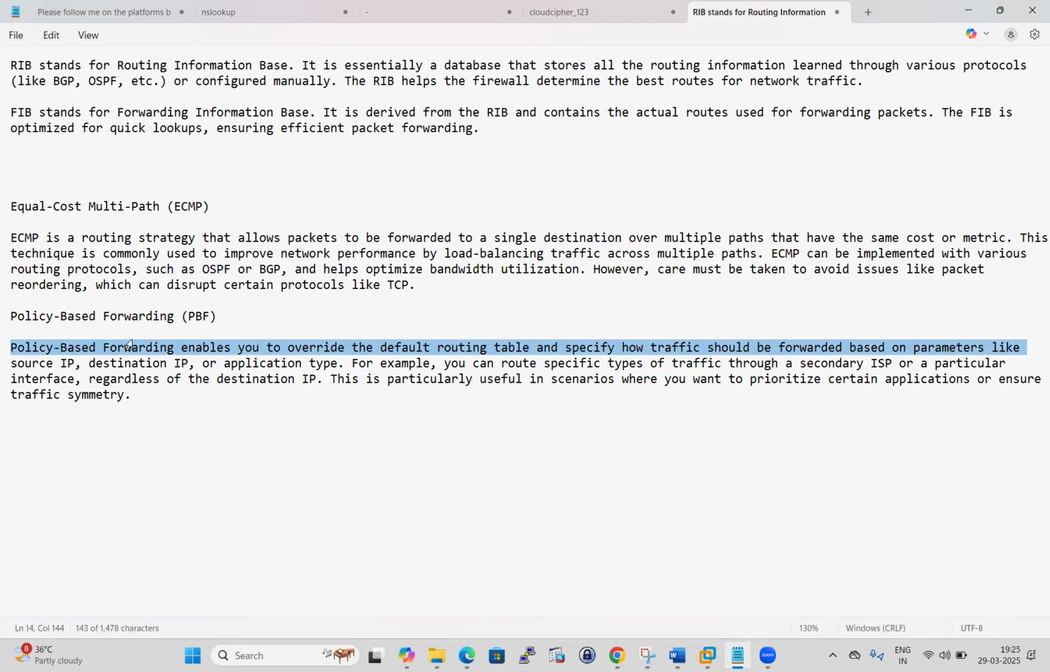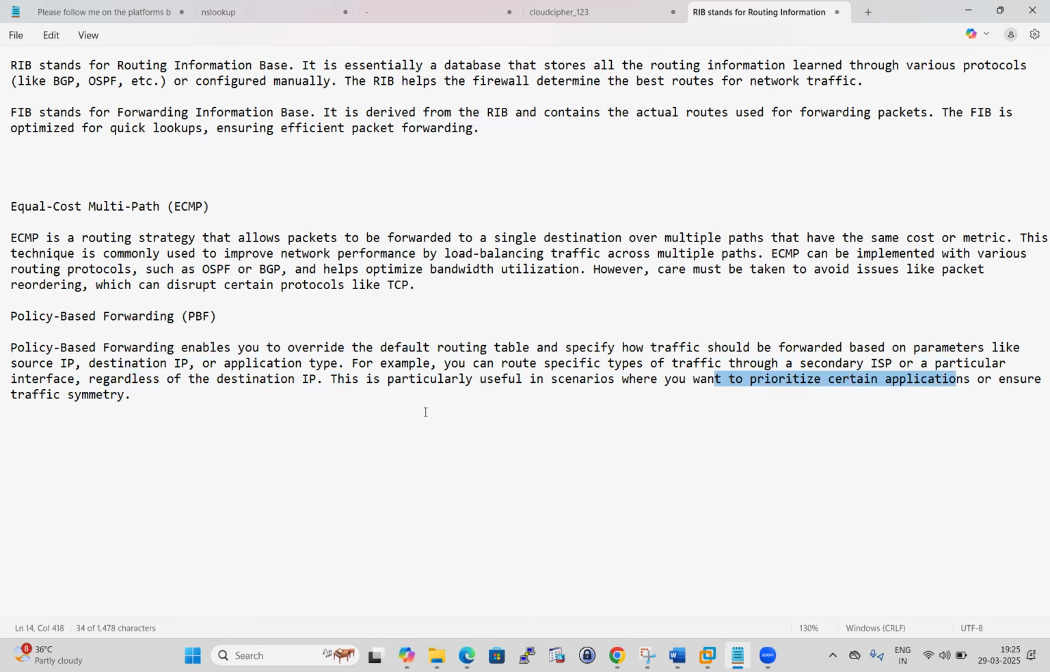So policy-based forwarding enables you to override the default routing tables and specify how traffic should be forwarded based on parameters like source IP, destination IP, or application type. For example, you can route a specific type of traffic through a secondary ISP and a specific type of traffic toward the primary ISP, or a particular interface, regardless of the destination IP. This is particularly used in scenarios where you want to prioritize certain applications or ensure traffic symmetry.